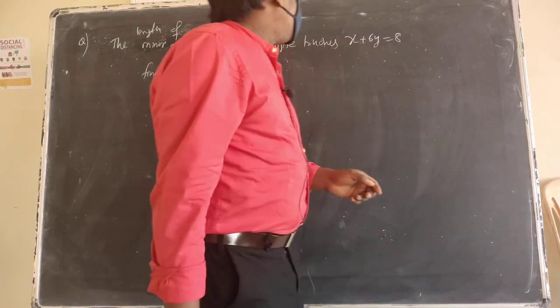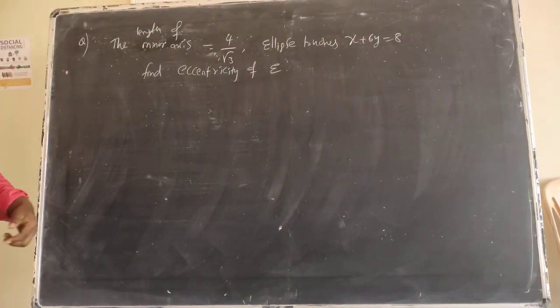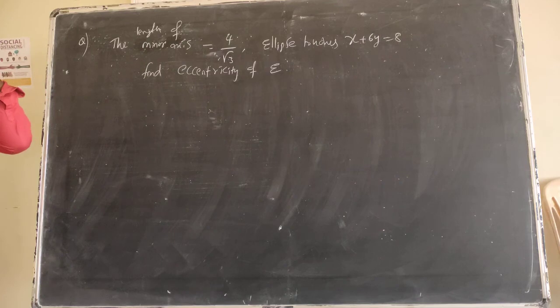Okay, so write the notes. The length of minor axis is 4 by root 3. Ellipse touches x plus 6y is equal to 8. Find the eccentricity of the ellipse. This is the JEE question. Let's see how to solve.